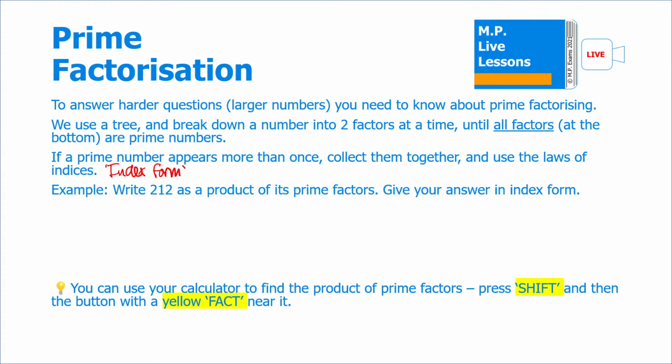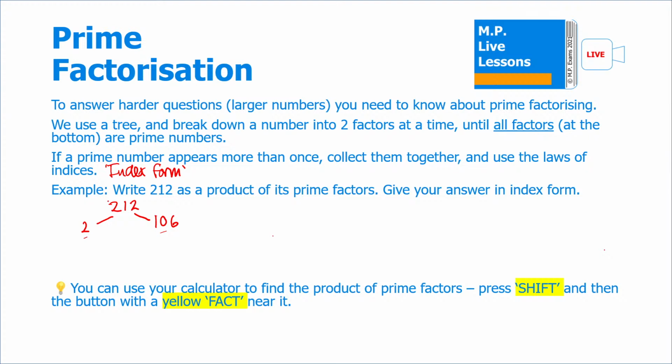The little trick is, if you have a Casio calculator, the expensive ones, you can type in your number, press equals, and then press shift, and then find the button with the yellow fact near it. And it'll split the number into its prime factors, or products of its prime factors. So if I start with 212, I could break this down into 2 and 106. So just notice that these two numbers will multiply back up to the number above it, that's its pair.